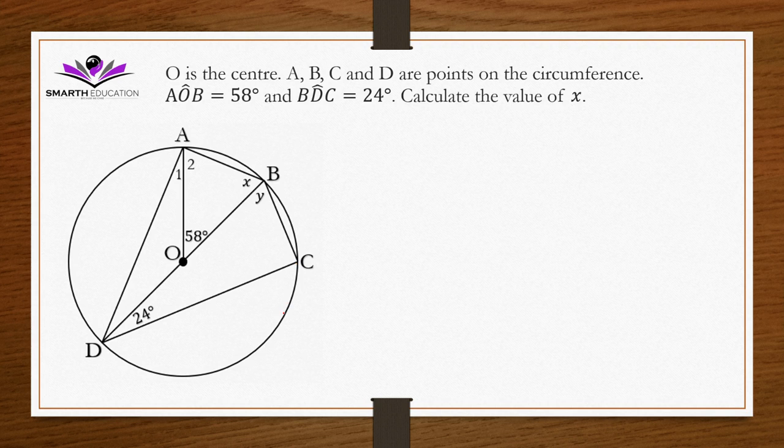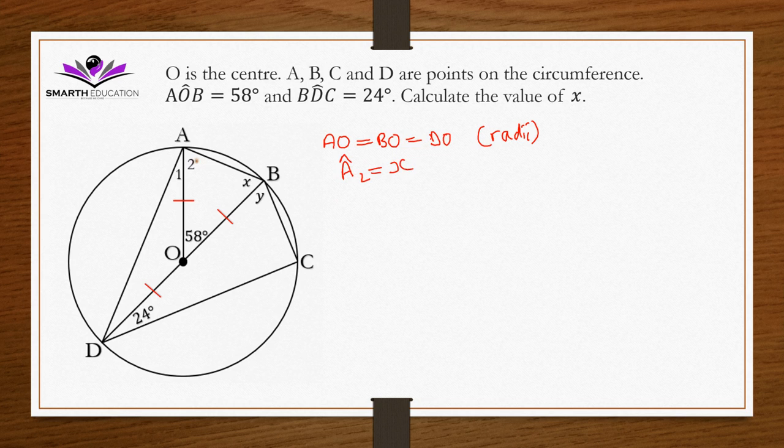Right, now we can see that these line segments OA, OB, and OD are radii. So we can say AO is equal to BO is equal to DO. Why? They are radii, they are equal. So now we can say angle A2 is equal to angle X.